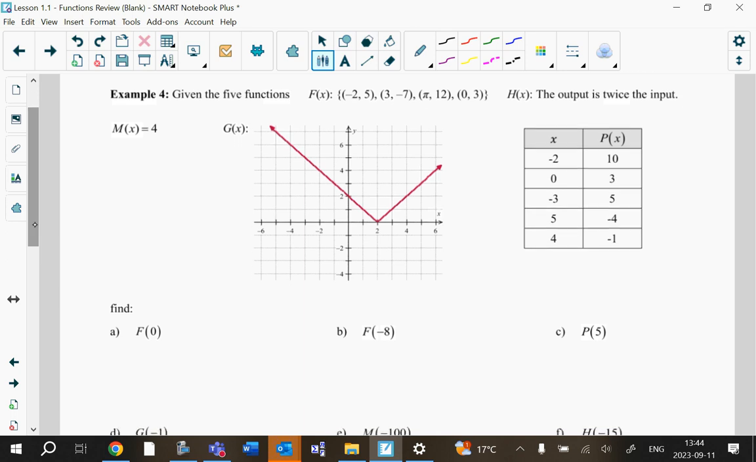You are asked to find f of 0, so you need to go to function f. When x is 0 in function f, what's y? 3. It's whatever is paired with the 0 in the ordered pair. Here, x is 0, which means y is 3, or f of x is 3. So it's just 3. So to evaluate a function as a set of ordered pairs, just go find the ordered pair that has this x and then write the corresponding y.